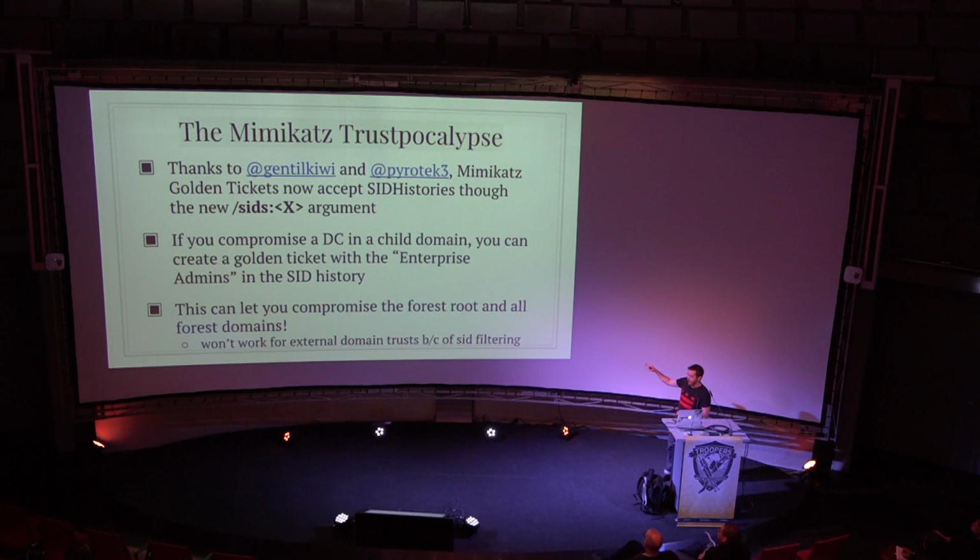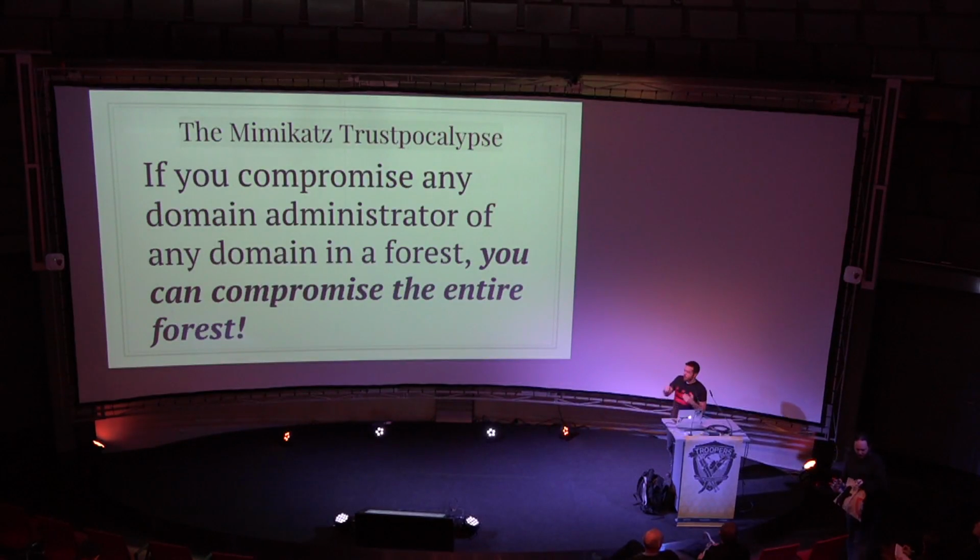So this blew my mind the first time I really learned about it. It doesn't work for external domain trusts because of SID filtering, but it does work for domains within a forest. So this means that if you compromise any domain administrator in any child domain in an entire forest, you can compromise the entire forest. Because the forest itself is the trust boundary. The domain is not the trust boundary. But most clients design their networks assuming that domains are the trust boundary.